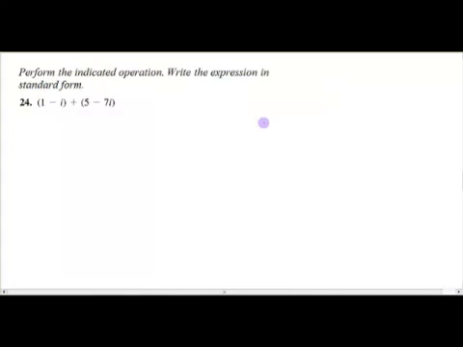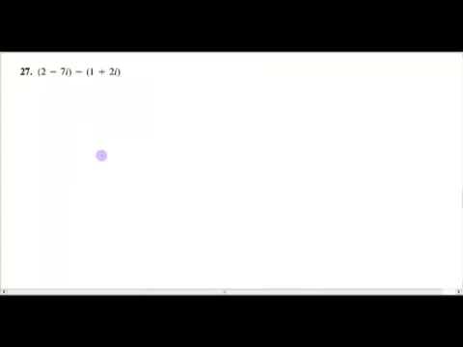Perform the indicated operation. Write the expression in standard form. Here the operation is that I'm adding. So I have 1 plus 5 is 6, and -i plus -7i is -8i. Here I'm subtracting. So I have 2 minus 1 is 1, and -7i minus 2i is -9i.